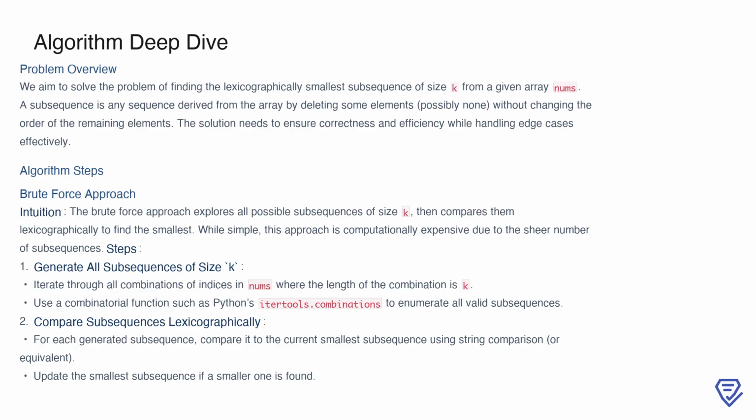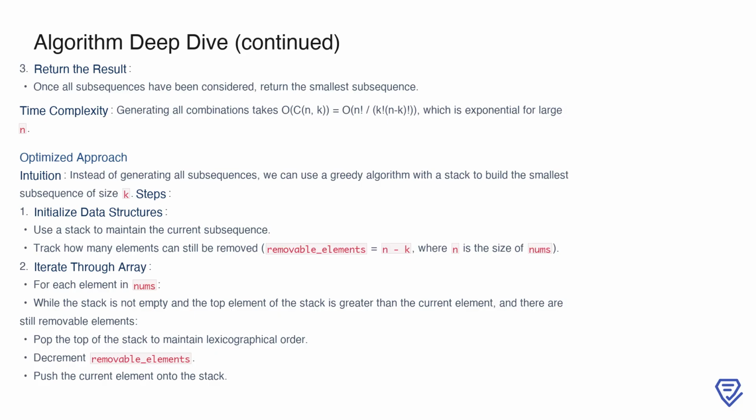While this approach is conceptually simple, it is computationally expensive because the number of subsequences grows very quickly as the size of the array increases, making it impractical for larger inputs. The final step in the brute force approach is to return the smallest subsequence we've identified after evaluating all possibilities.